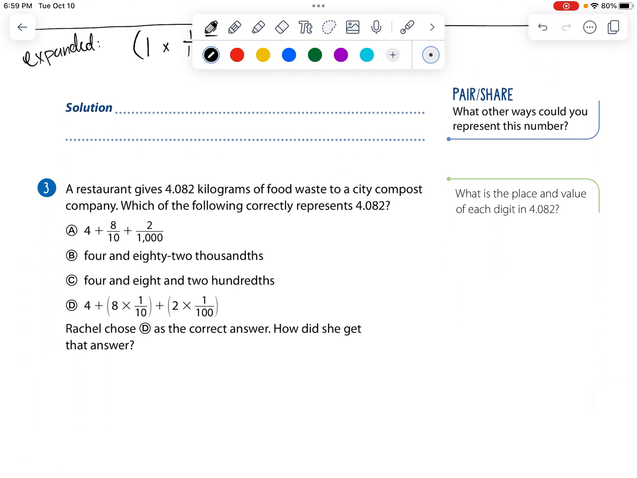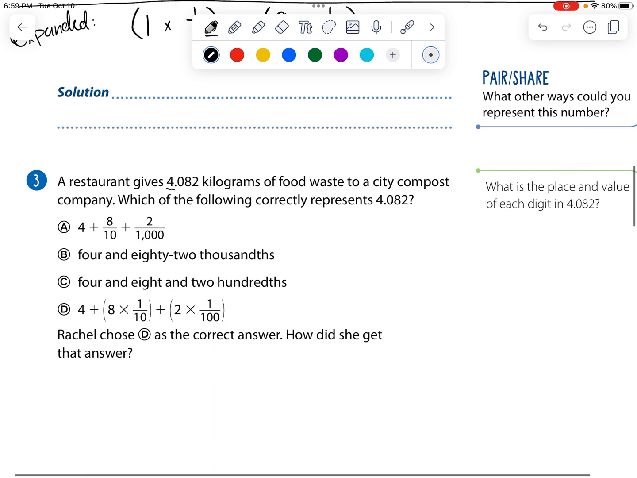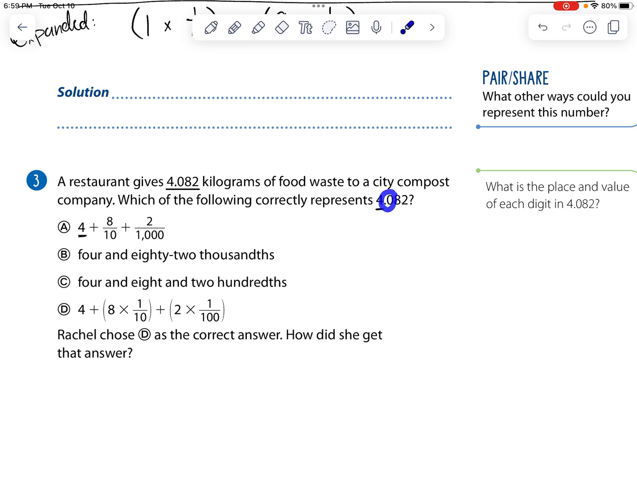Okay, a restaurant gives 4 and 82 thousandths kilograms of food waste to a city compost company. Which of the following correctly represents 4 and 82 thousandths? Okay, so let's look at this. The 4, we have that 4, that matches. 8 tenths, that doesn't match because there's nothing in the tenths. So we cross that off. Okay, 4 and, so that shows the decimal, 82 thousandths. Okay, this could possibly be it.